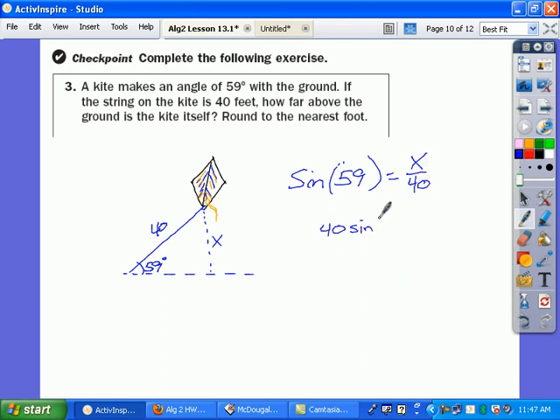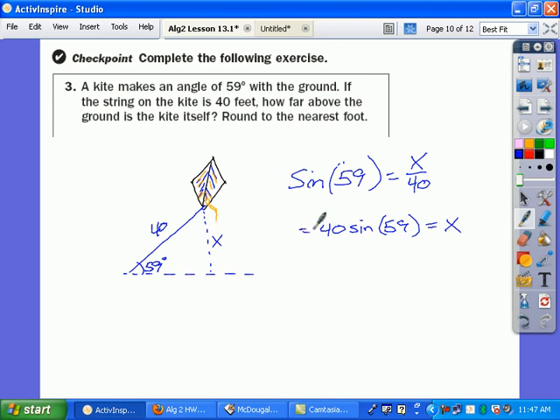Again, we use our calculators here, and we find out that the length of x is, what do you guys have? Go ahead. 34? Is that the consensus? Take your word for it. Seems reasonable. So our height of the kite is 34 feet. Okay? As long as that's what 40 times sine of 59 equals.